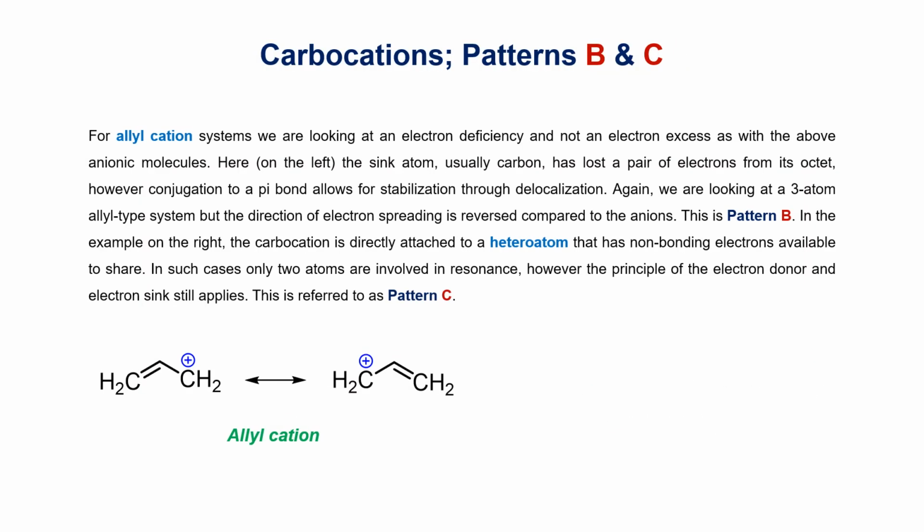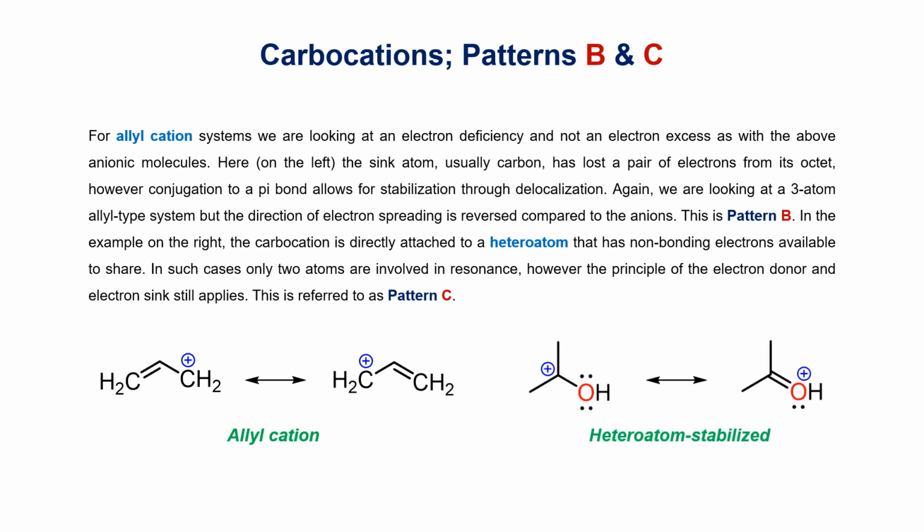For allyl-cation systems, we are looking at an electron deficiency and not an electron excess as with the above anionic molecules. Here, on the left, the sink atom, usually carbon, has lost a pair of electrons from its octet, however conjugation to a pi bond allows for stabilization through delocalization. Again, we are looking at a three-atom allyl-type system, but the direction of electron spreading is reversed compared to the anions. This is pattern B.